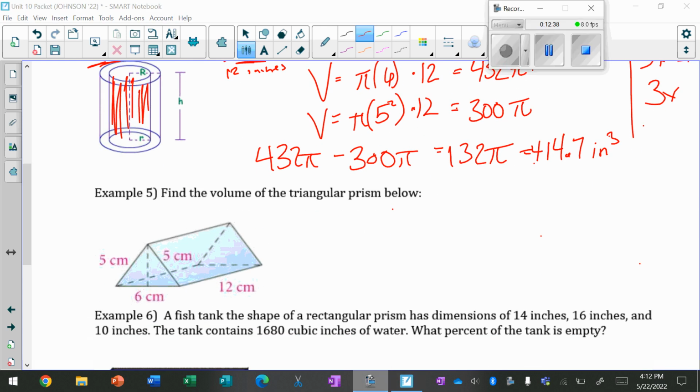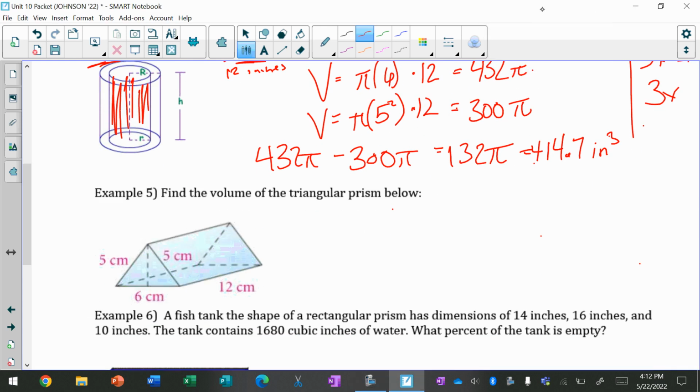How are we doing on time? Not too bad, only 12 minutes in.